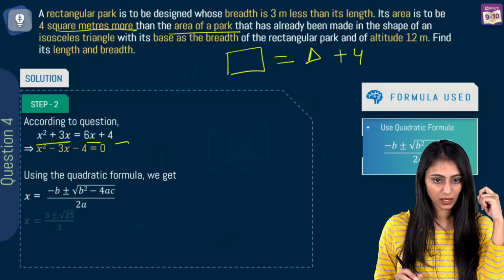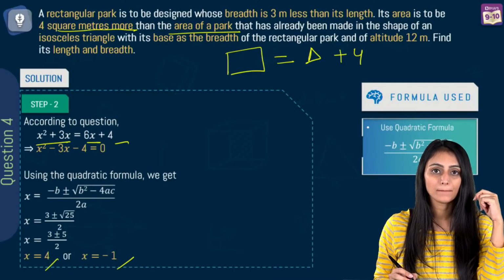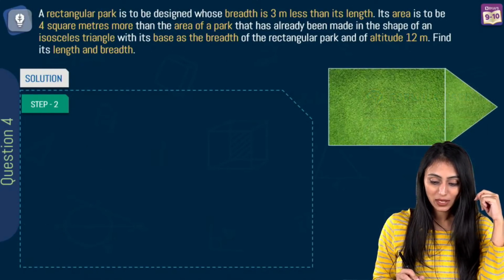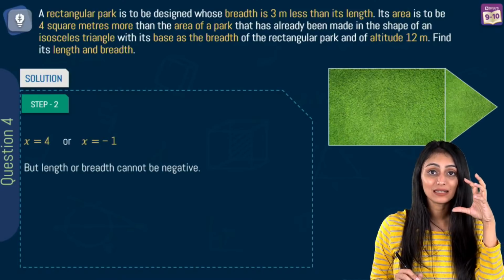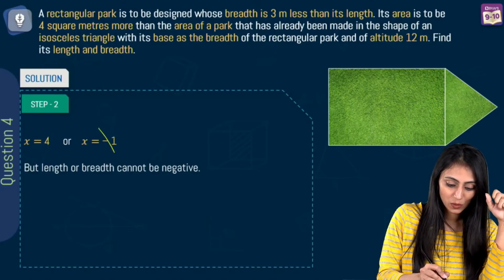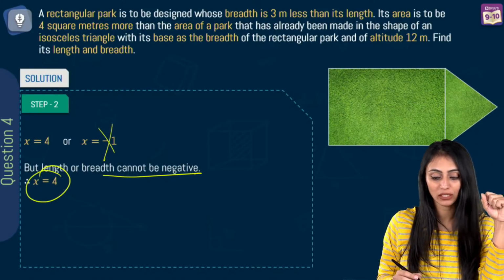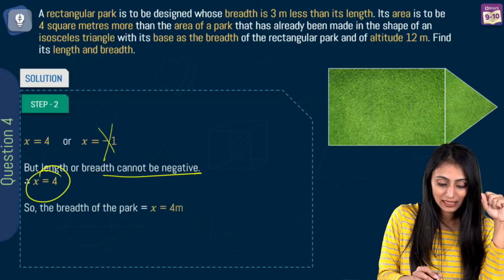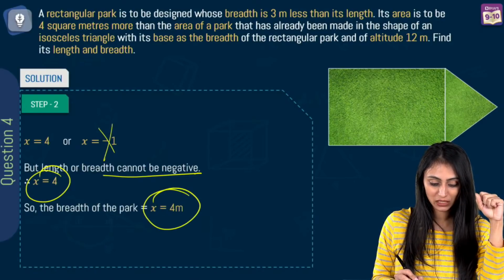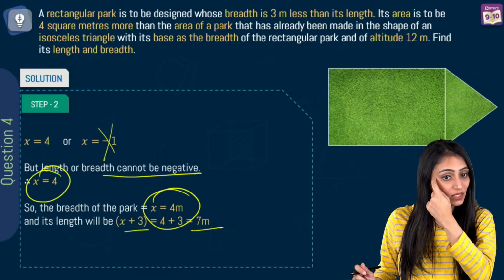All right. So what we can say here is that it's going to be 3 plus minus square root of 25 by 2. 3 plus minus 5 by 2, you get x as 4 or x as minus 1, right? Now again, x is basically the breadth of the rectangle, and that cannot be negative, right? It's a side. So we will neglect this value. You have to mention this statement. X would be 4 in this case. So that means I can say that the breadth of the rectangle is 4 meters. So length is 3 more than that. That's going to be 7 meters.